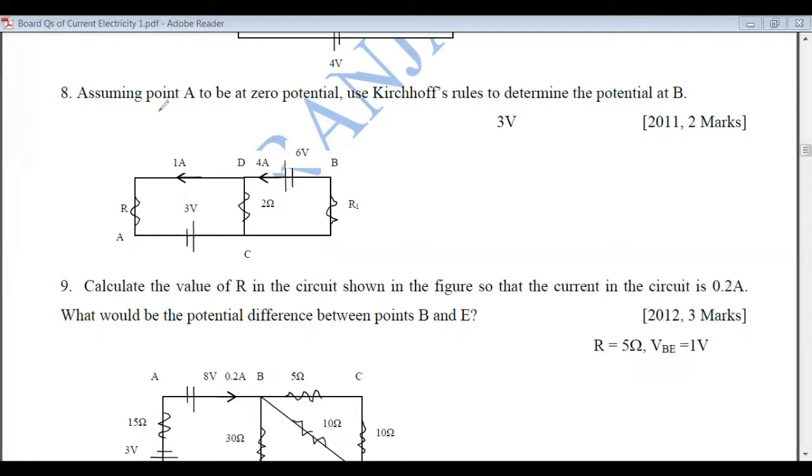Question number 8 is, assuming point A to be at zero potential, use Kirchhoff's rules to determine the potential at point B. So here we'll apply the Kirchhoff's rules. First, we apply the Kirchhoff's first rule at the junction D. So 4 ampere current is entering the junction D. So the current leaving should also be equal to 4 ampere. So here it is 1 ampere. So through DC arm, the current will be equal to 3 amperes. So that 3 plus 1, 4 amperes leaving the junction and 4 ampere is entering.